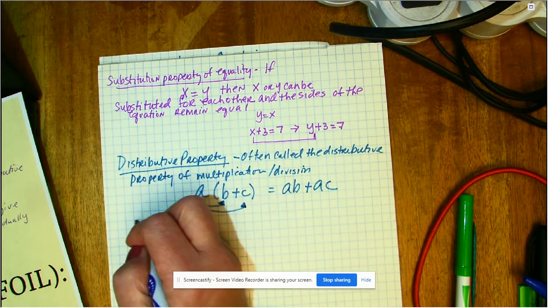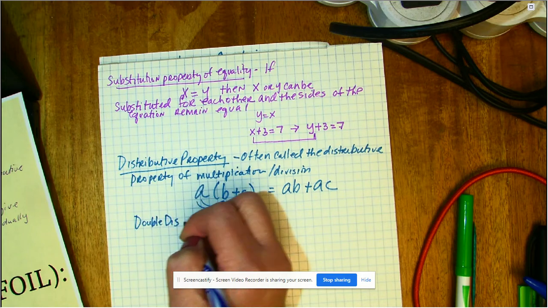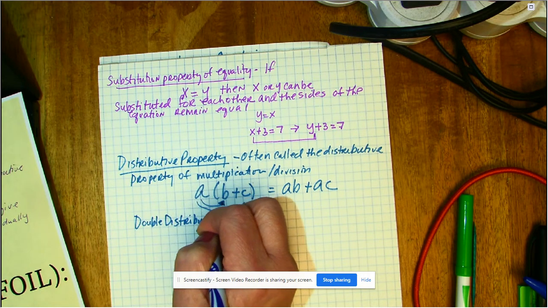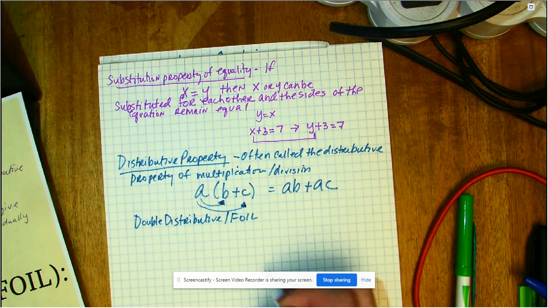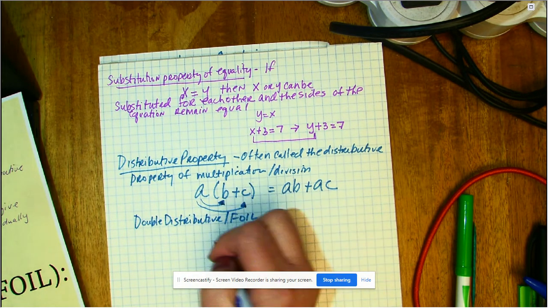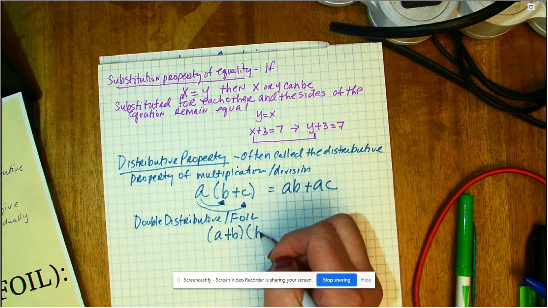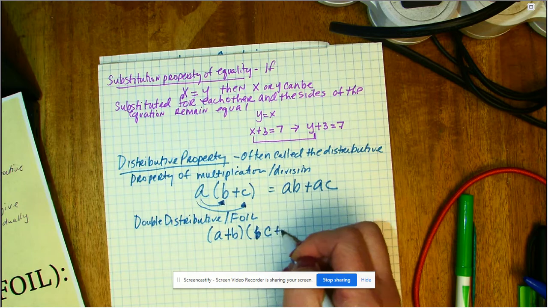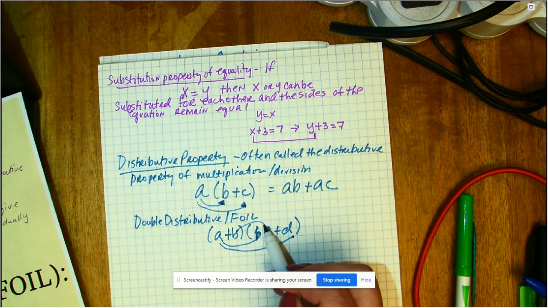Then we also have what we call double distributive. Some people like to call it FOIL. And it's just us making this bigger. So what happens if we have A plus B times C plus D? Well, it means A has to meet everybody at the party and B has to meet everybody at the party.